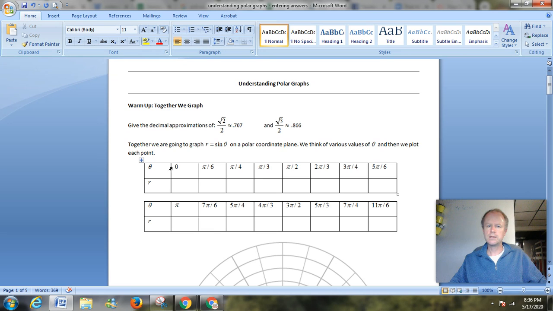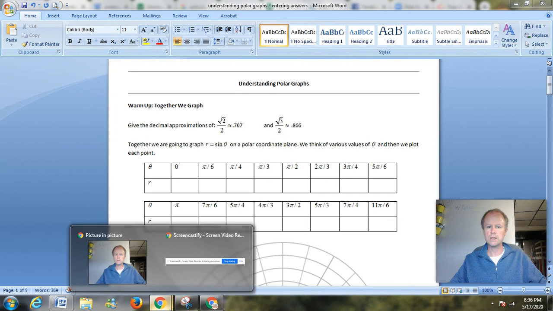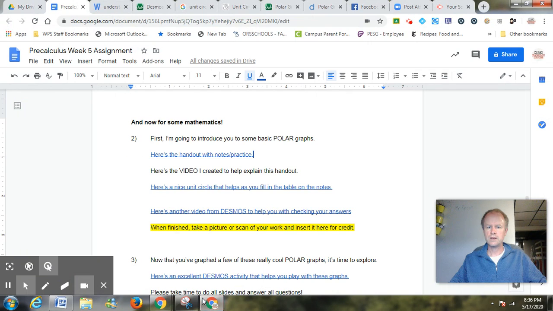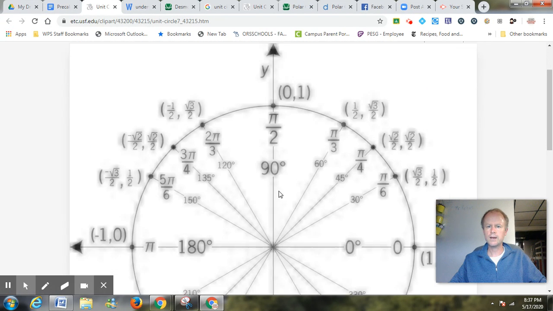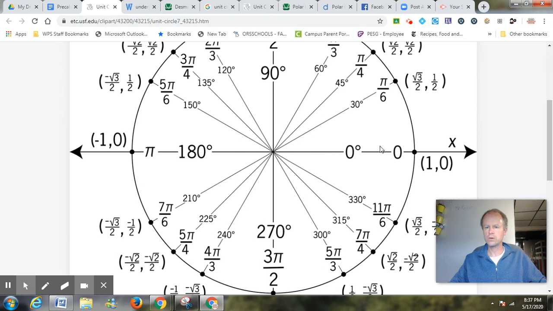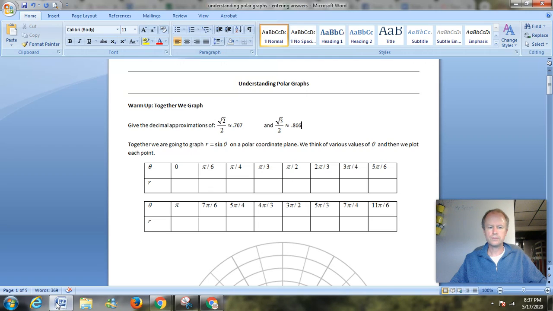So if I put in theta equals 0, so sine of 0, I've pulled up a unit circle here. Actually, in your assignment this week, I have a unit circle. So if you click on the link for the unit circle, and we look at 0. So here's 0 degrees right here. And we think about, okay, what is the y coordinate there? The y coordinate there is 0. So let's go back to the notes handout. We know that the y coordinate is 0. So at 0, the answer is 0.